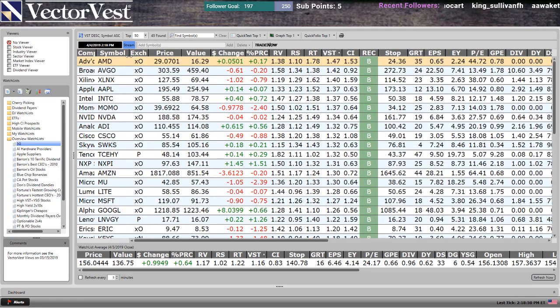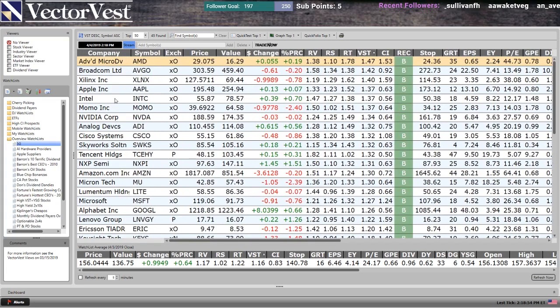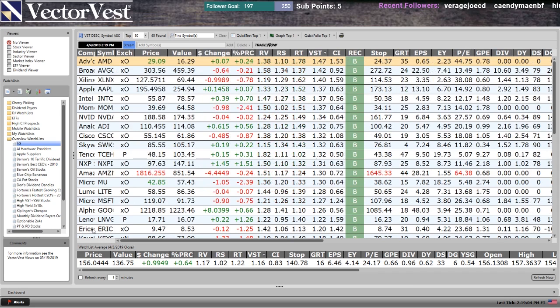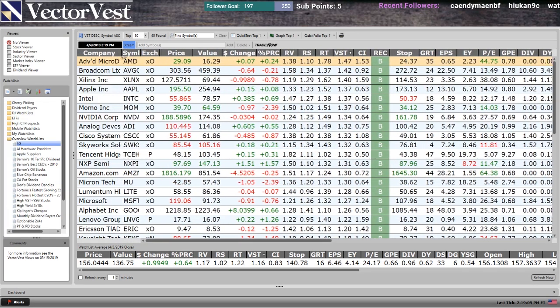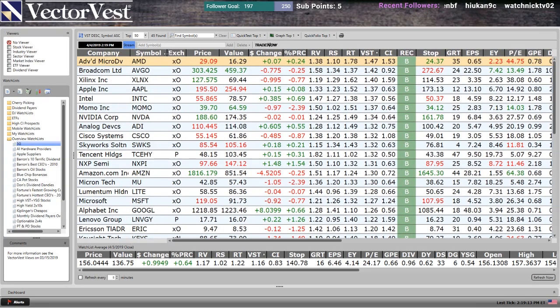A lot of these stocks, especially as being Twitchers, you're going to know what they are, like Advanced Micro, Broadcom, Apple, Intel, NVIDIA, Analog Systems, Cisco, Skyworks, Amazon, Micron, Microsoft, Alphabet. There's a lot of stocks in here that you guys already know. And now maybe you didn't know that they were in that whole 5G industry. So guess what? We've put them into a watch list for you.